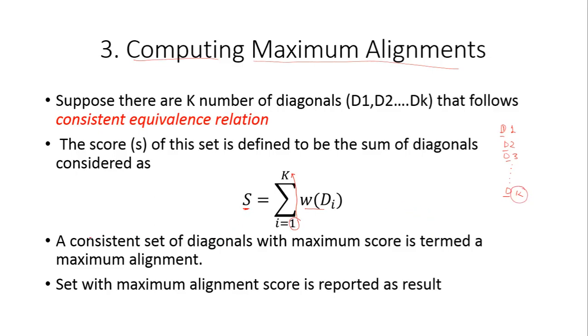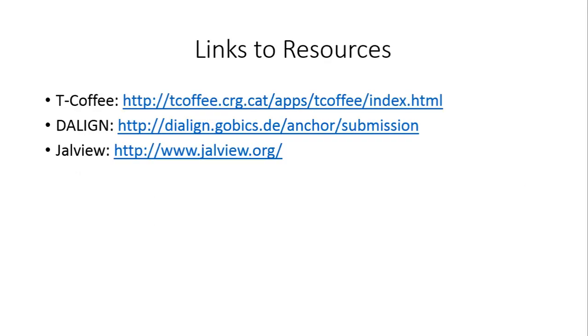Now a consistent set of diagonals with maximum score is termed the maximum alignment. Whatever set you have obtained with such maximum alignment score is reported as your result. So this is the basic concept behind the segment to segment approach of creating multiple sequence alignment.